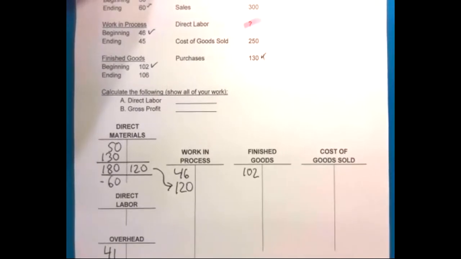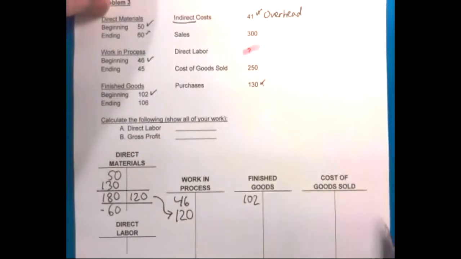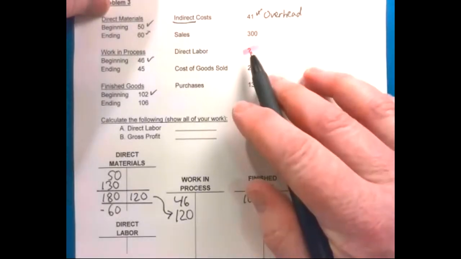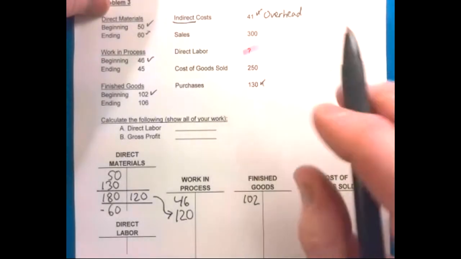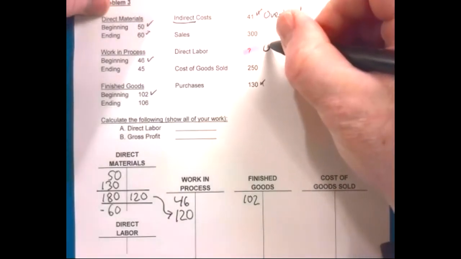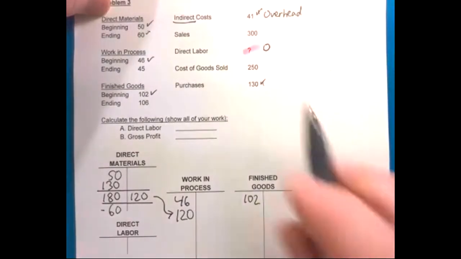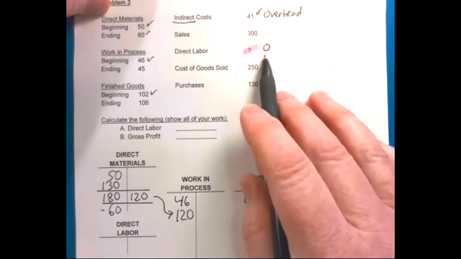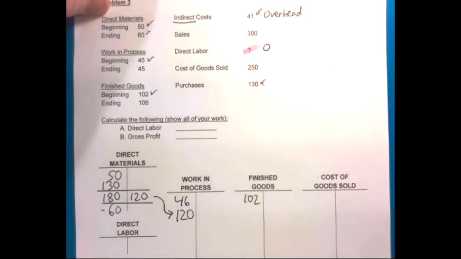Now, direct labor. There's a problem here. We don't know what the direct labor is. So what I'm going to do is put in a zero for direct labor. Now, I know this number is wrong. I know that there's going to be some direct labor and that the zero is wrong. But here's what I'm going to do.